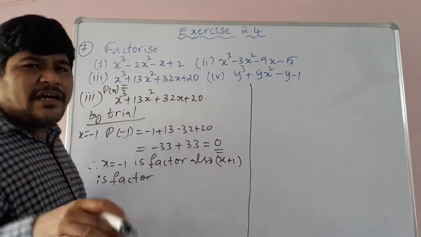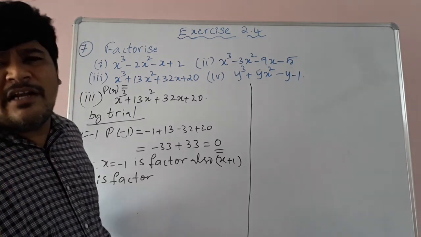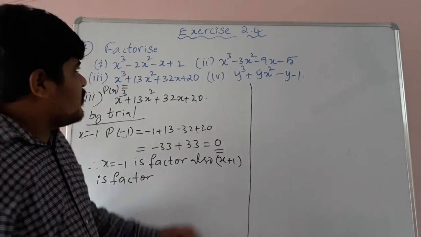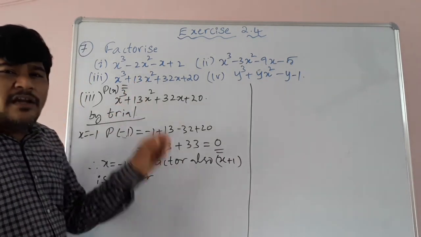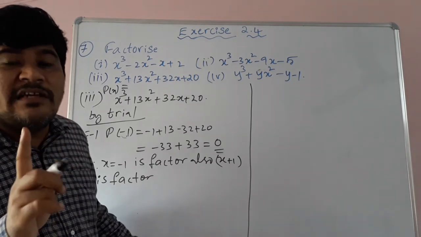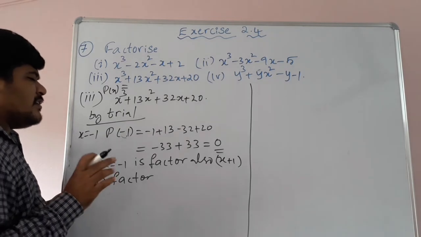Now we have got one factor. So children, generally any polynomial you take will have a number of factors equal to its degree. As it's a third degree polynomial, mostly it will have 3 zeros, meaning 3 factors will come. Once we got x equal to minus 1, that's fine, children.